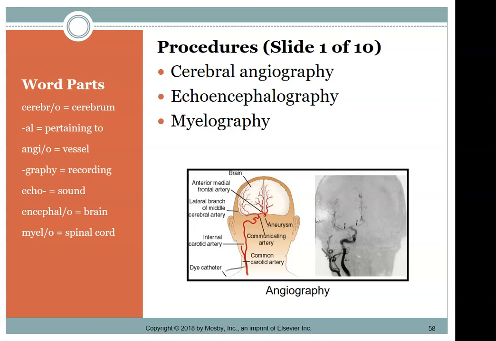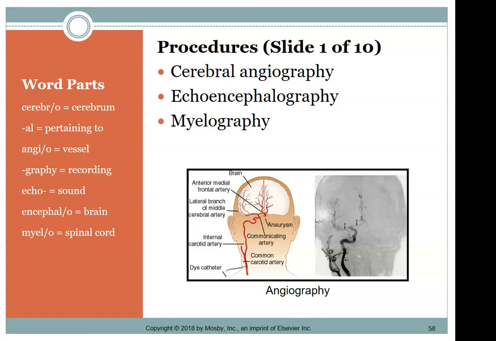Procedures. A cerebral angiography is an X-ray of the cerebral arteries, including the internal carotids, taken after the injection of contrast medium. The procedure is also termed a cerebral arteriography. An echoencephalography is an ultrasound examination of the brain, usually done only on newborns because sound waves do not readily penetrate the bone.